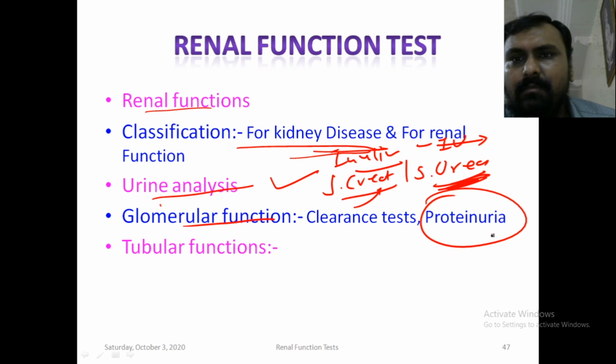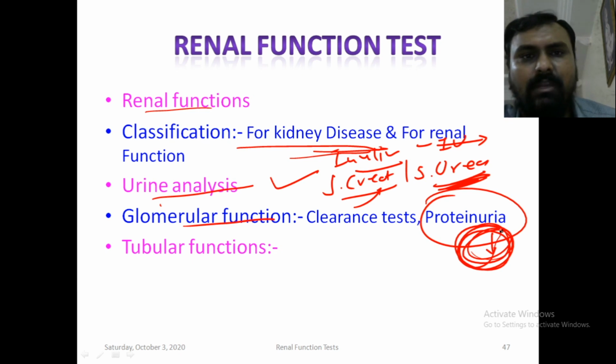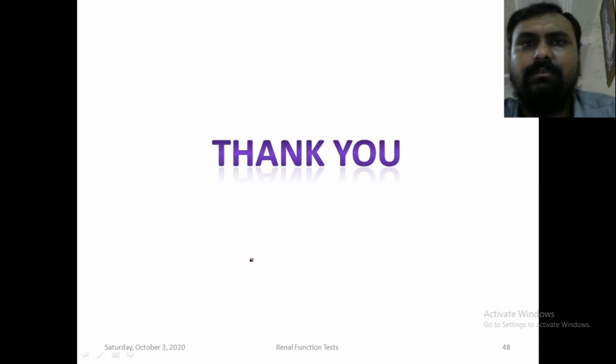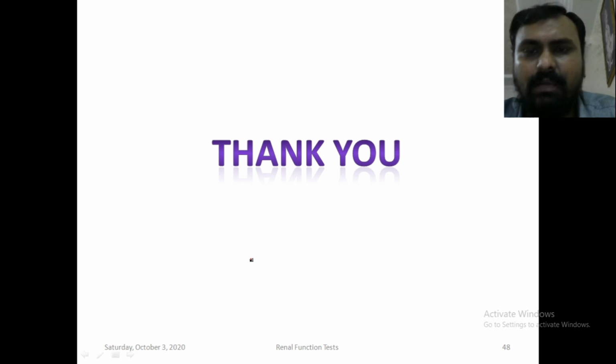Proteinuria gives us an idea about glomerular damage, because when there is damage to the glomerular basement membrane, there will be proteinuria. And tubular function tests like the dilution test, concentration test, and acidification test will guide us about the kidney disorder. Okay, so this is all about renal function tests.